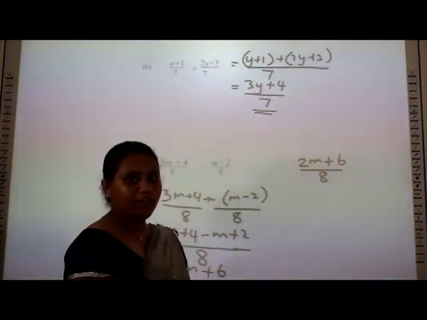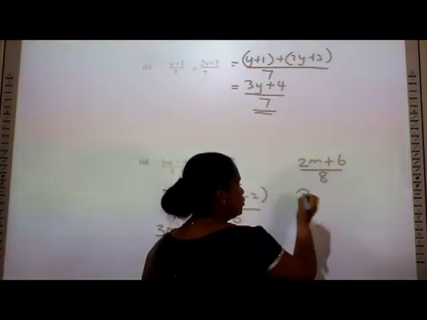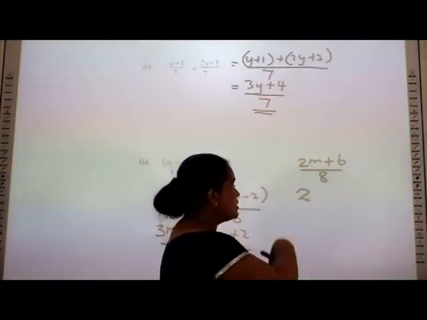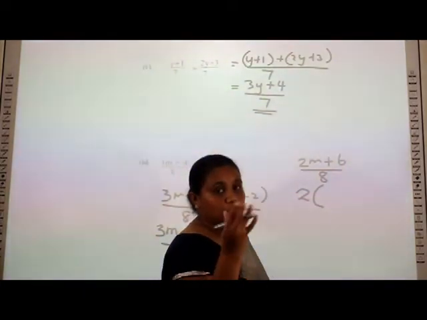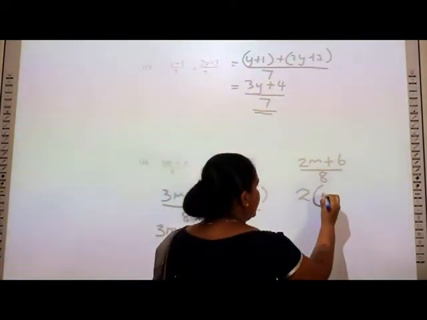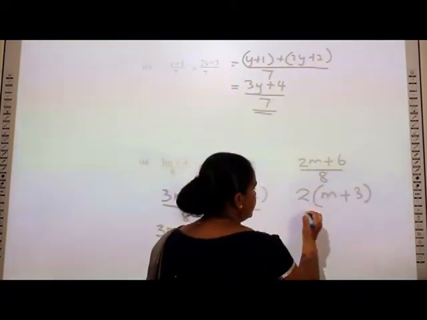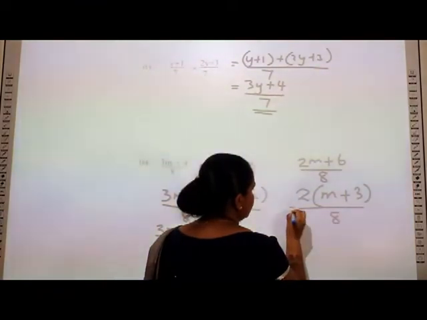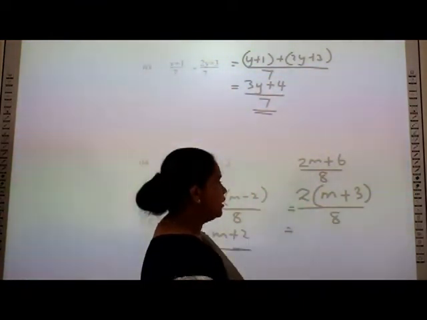Don't they have common factors? Look at this expression. Here we can take 2 outside from the brackets. It means you can factorize. You know how to factorize. Here I will take 2, and then m plus 3, since 2 times 3 is 6, over 8. Then what happens? You can divide 8 by 2.